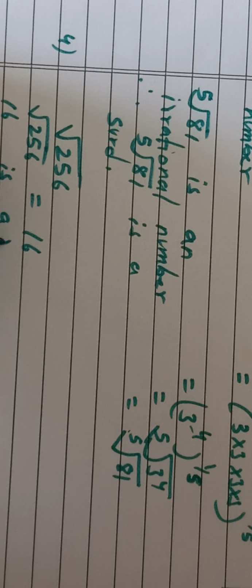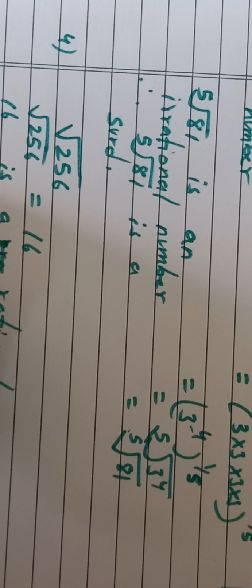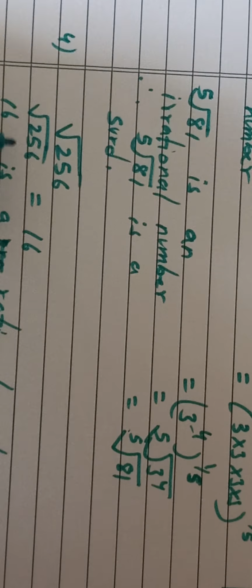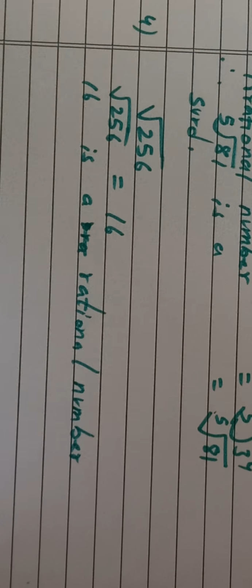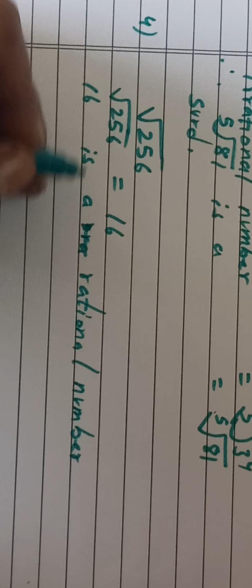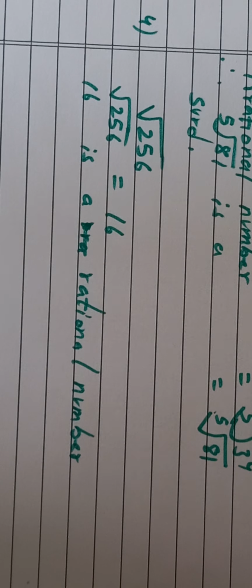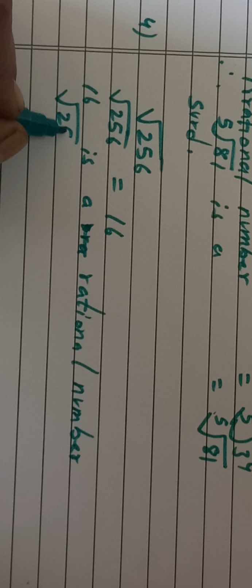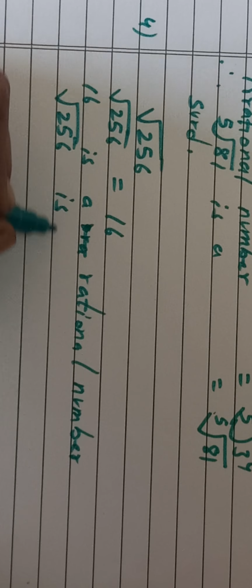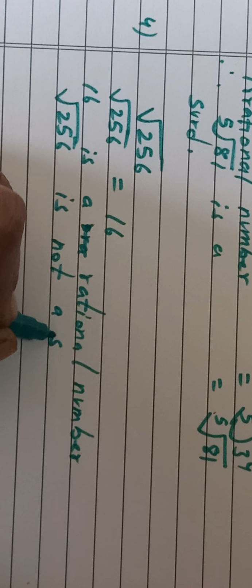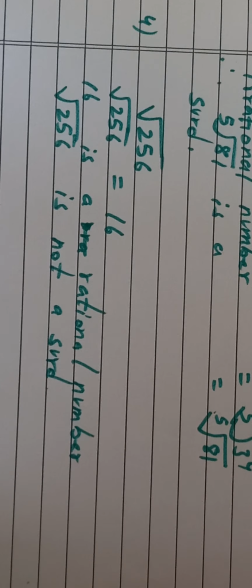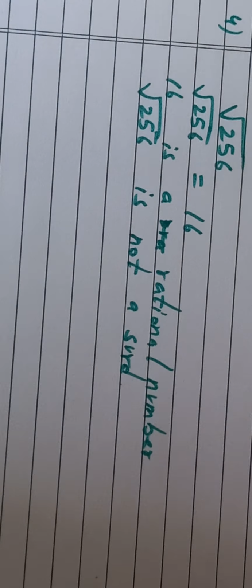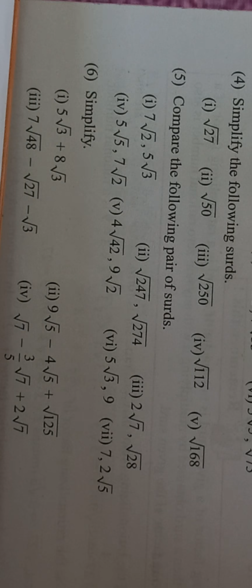16 is a rational number. And what is a surd? A surd is an irrational number. So 256 is not a surd. See, if it's an irrational number, then it is a surd. If it is a rational number, then it is not a surd. So you can just write square root of 256 is not a surd. There is no need to do any comparison of nth root a and all that. This is the way it can be solved. Fourth example in a very simple way.